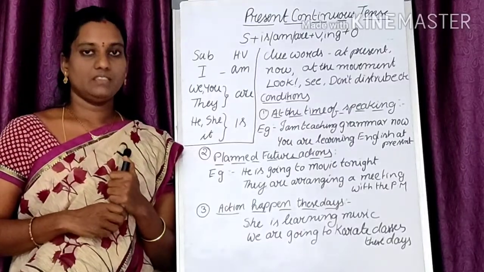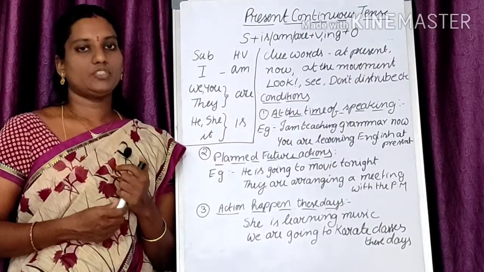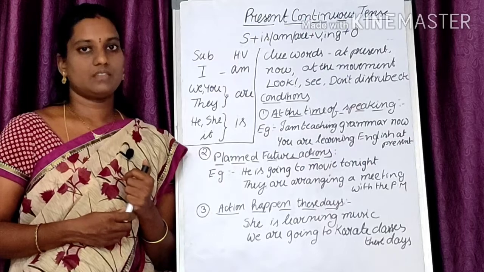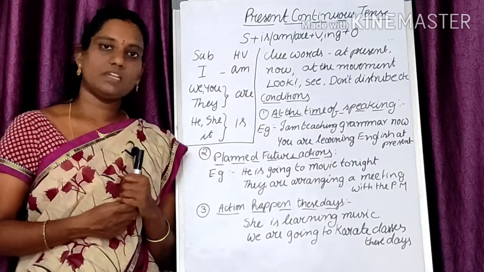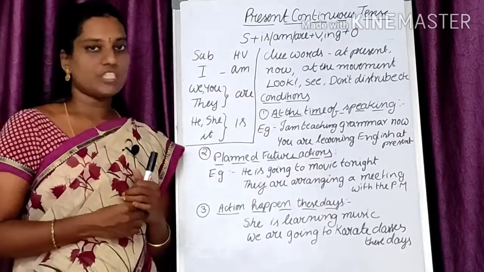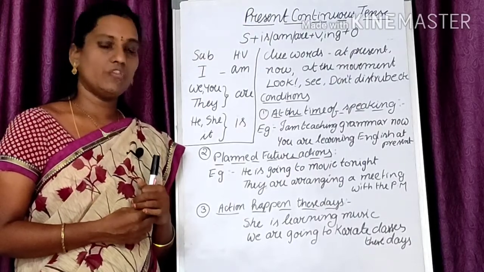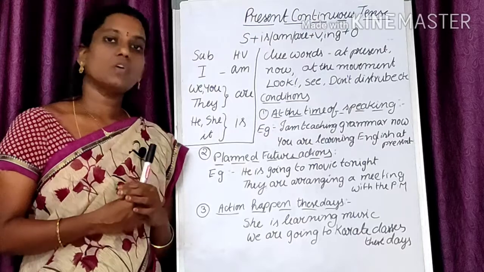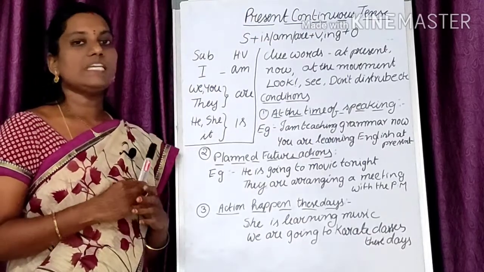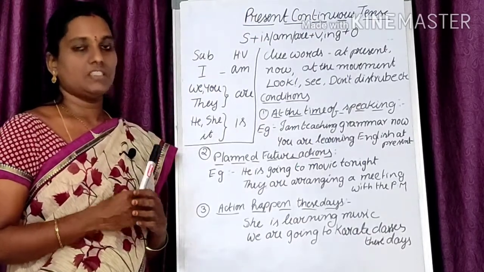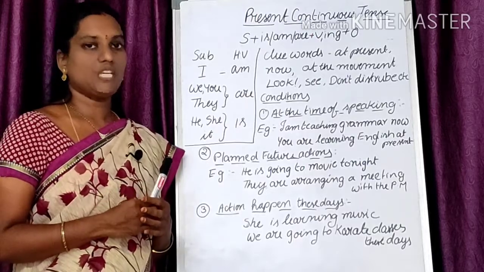Hi everybody. In this class I am going to teach you present continuous tense. The structure of present continuous tense is subject plus is, am, are plus V1 ing or V4 plus object. So according to the subject, is, am, are will be changing. That means helping verbs will be changed.